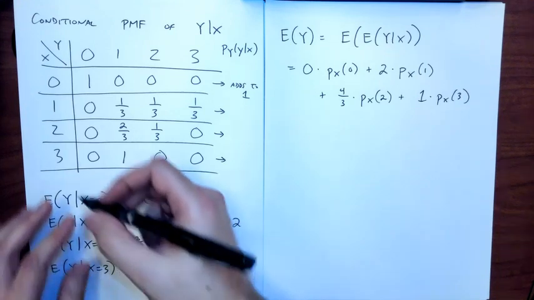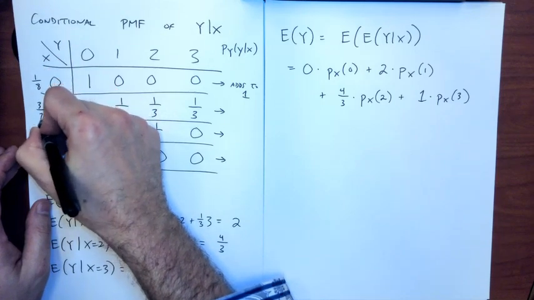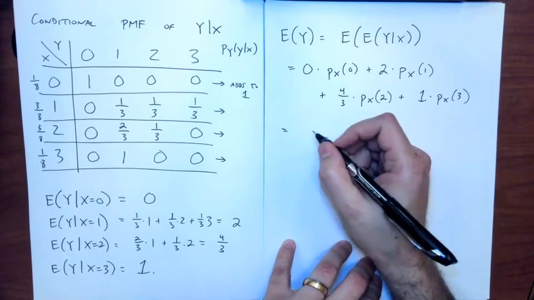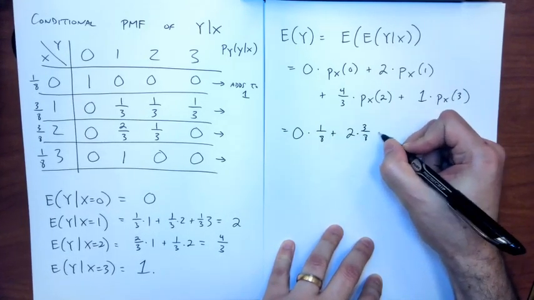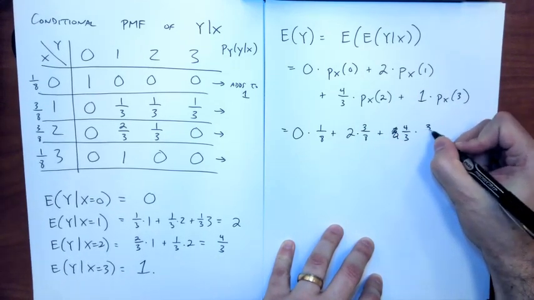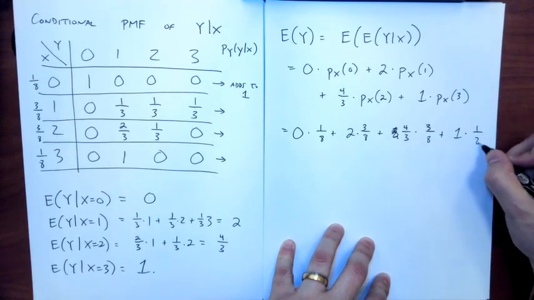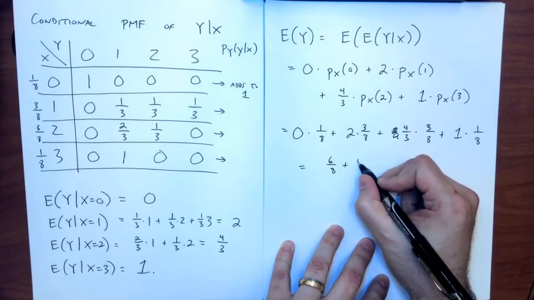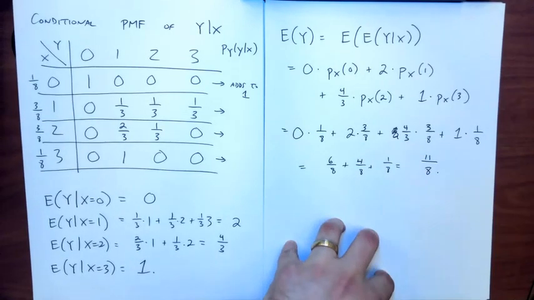And now I have to remember what these probabilities were. This again is the number of heads in a coin flip, so the marginals here we know are 1/8, 3/8, 3/8, 1/8, right? So I can solve this as 0 times 1/8 plus 2 times 3/8 plus 4/3 times 3/8 plus 1 times 1/8. So what do I get? I get 6/8 plus 4/8 plus 1/8, which is 11/8. Okay?